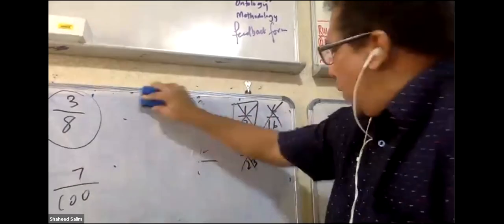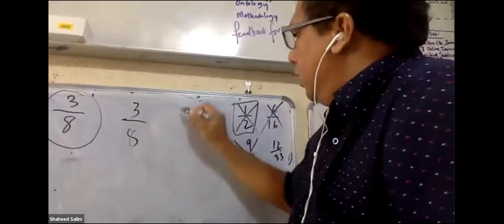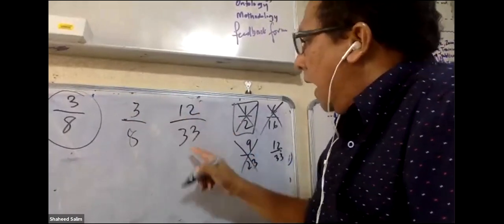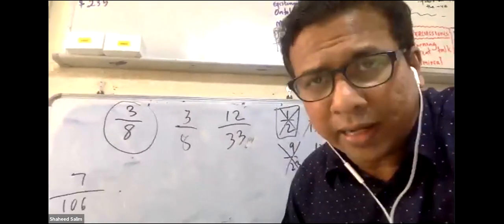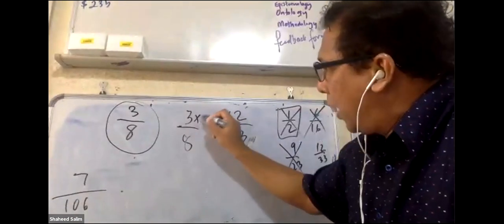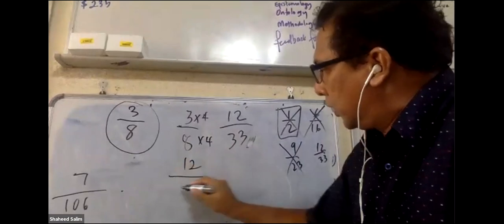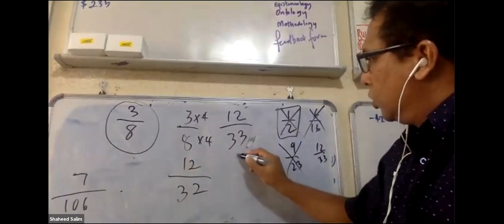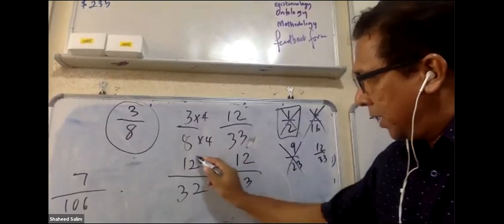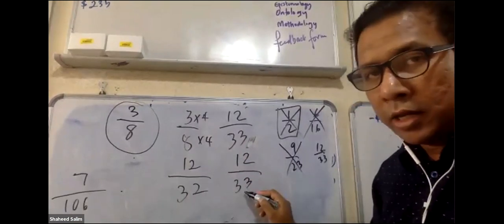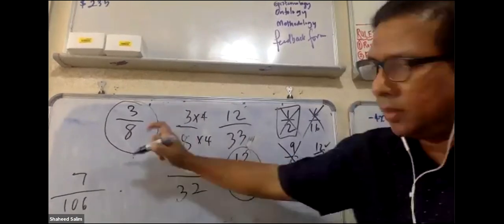So let us see whether 12 over 33. You have 3 over 8, 12 over 33. Now I can times by 8, I can times by 33, but that is a very long method because I cannot use my calculator. But if I times this by 4, I get 12. You see, I times this by 4, so I get 12 over 32. Compared with 12 over 33, remember we learned that when the number on top is the same, whichever denominator is bigger is the smaller one. So this is smaller than this.